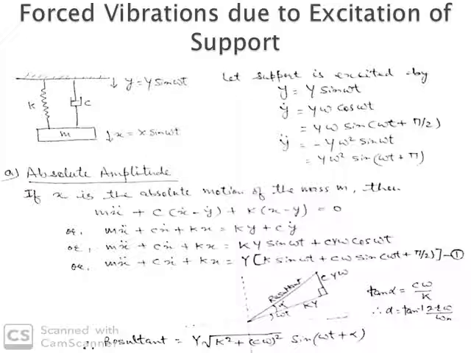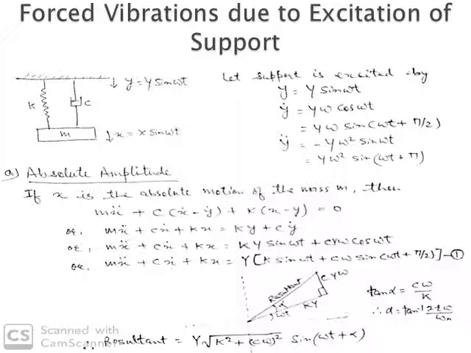Let this support also move with the displacement y equals y sin omega t. Let the support be excited by y sin omega t, y dot is y omega cos omega t, y double dot. So we are calculating it by two methods, absolute and relative method.